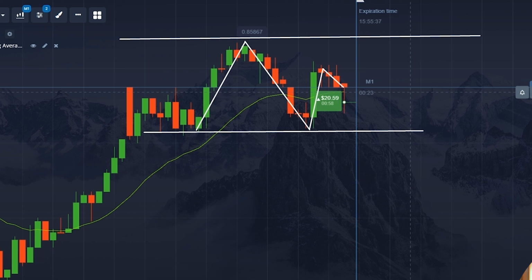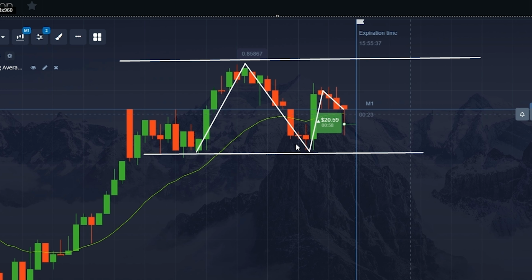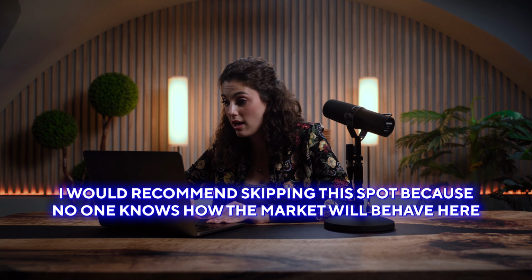I got lucky because I opened right where the price bounced instantly. In the Vortex, I got a short signal where the red line was above the green, but I ignored it. I expect the green line to rise because the moving average is horizontal, indicating market uncertainty. I would recommend skipping this spot because no one knows how the market will behave here.